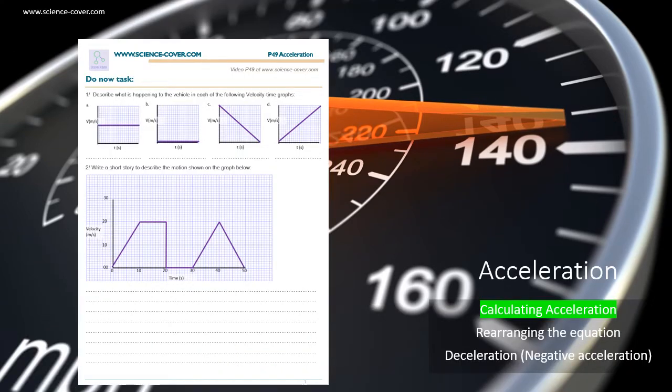The aims of the session are to learn how to calculate acceleration, to rearrange the equation to get values for time, or initial or final speed, and to know how to use the acceleration equation when we see a deceleration. Before we begin, pause the video and attempt the do now task.